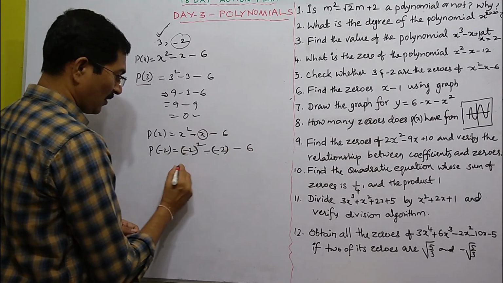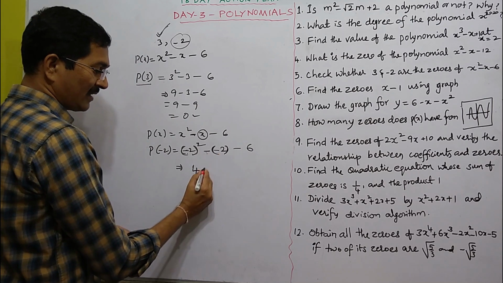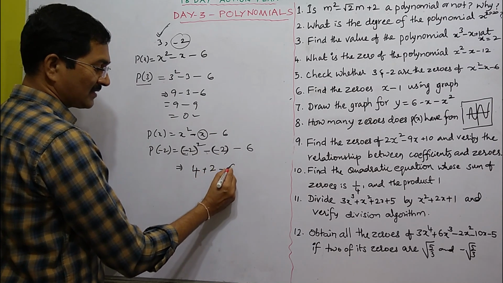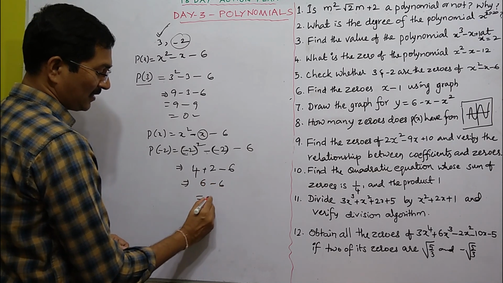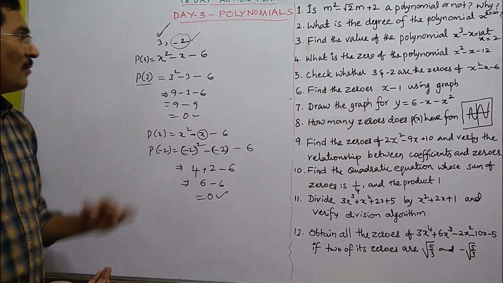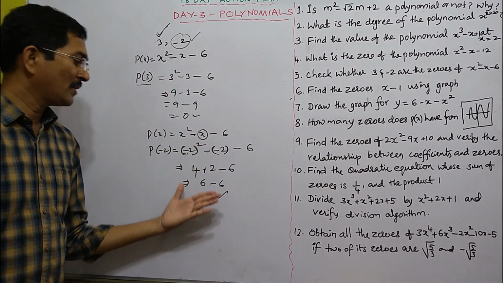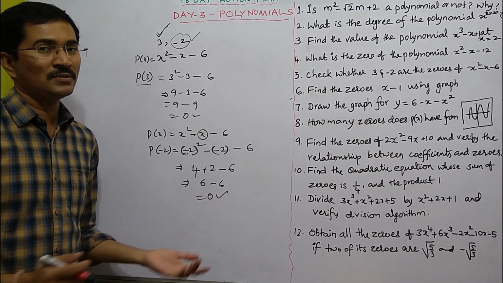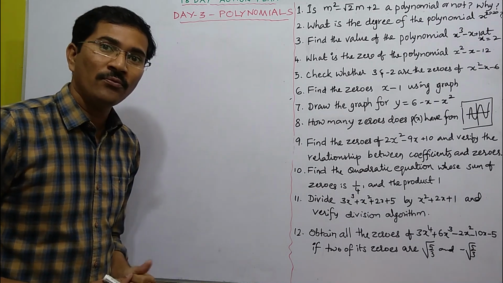Next, minus 6. So minus 2 squared is 4. Minus into minus is plus 2, minus 6. So plus 4 plus 2 is 6, minus 6. This is 0. Therefore, this is also a zero. Therefore, both of them are the zeros of the polynomial because their values happen to be zeros. Proved. The next one is find the zeros of x minus 1 using graph.